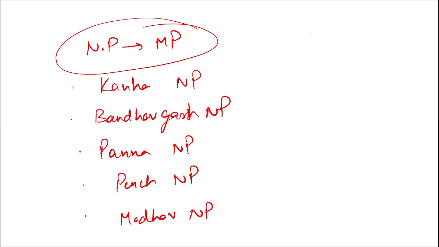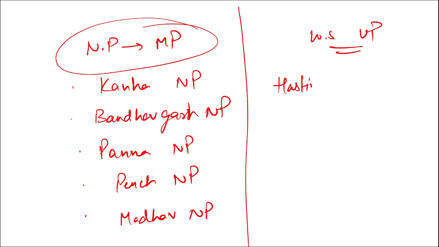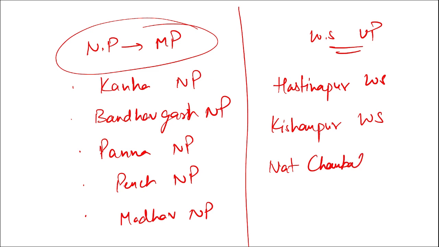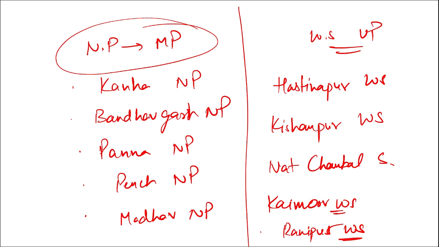Then some wildlife sanctuaries from UP, that is from Uttar Pradesh. Hastinapur Wildlife Sanctuary, Kishanpur Wildlife Sanctuary, National Chambal Sanctuary, alright, and Kaimur Wildlife Sanctuary. These are some wildlife sanctuaries that you should know from UP. And yeah, one more is there, that is your Ranipur Wildlife Sanctuary. So these are some important ones that you need to pay attention to.